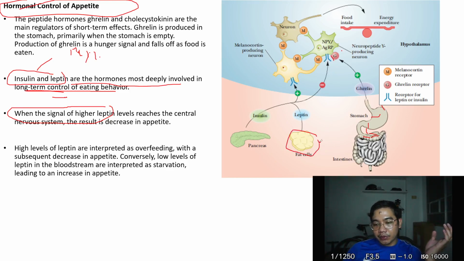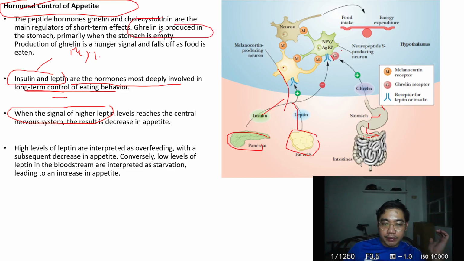Your leptin is produced by your fat cells and your insulin is produced by the beta cells of your pancreas. On the other hand, we have ghrelin. Ghrelin is produced in an empty stomach. Ghrelin is what makes you hungry. One mnemonic that I try to remember is ghrelin, or gutom na ko. So, high levels of leptin are interpreted as overfeeding, because when you eat a lot, your adipocytes are stimulated, so you produce lots of leptin.